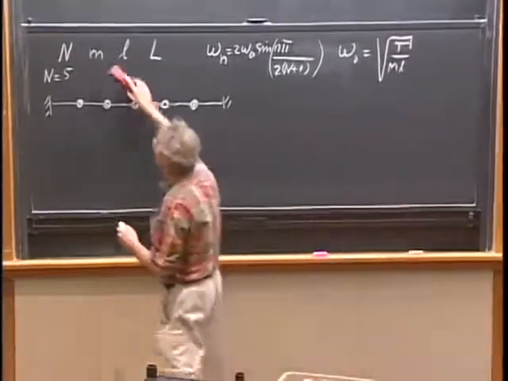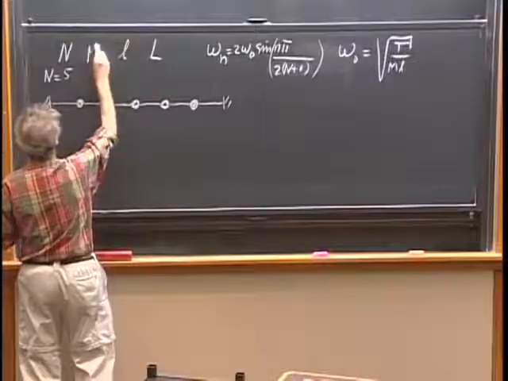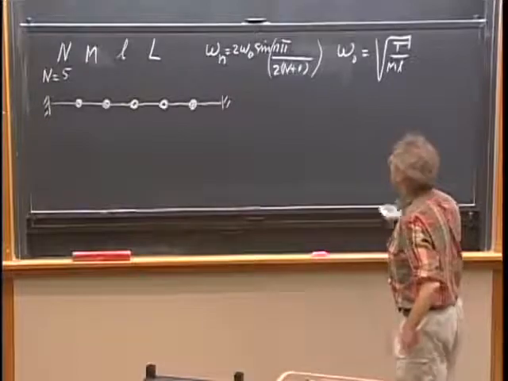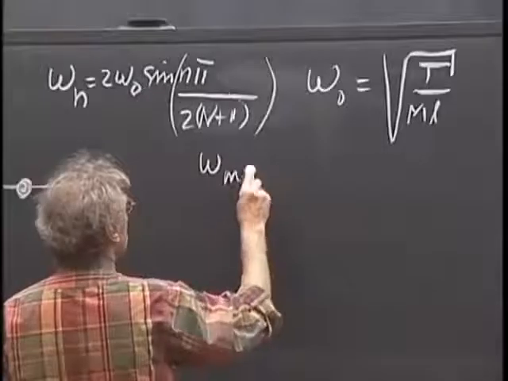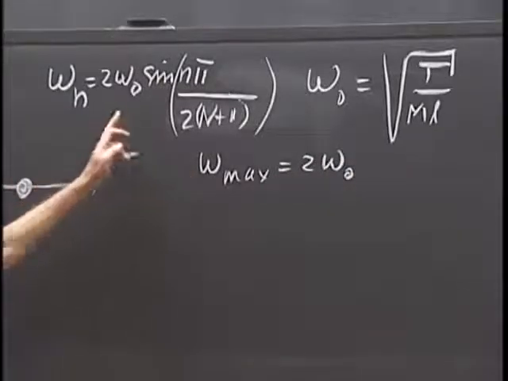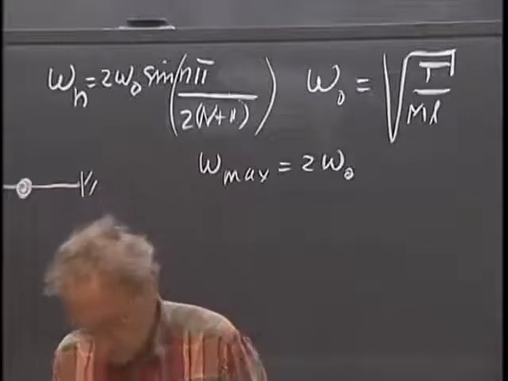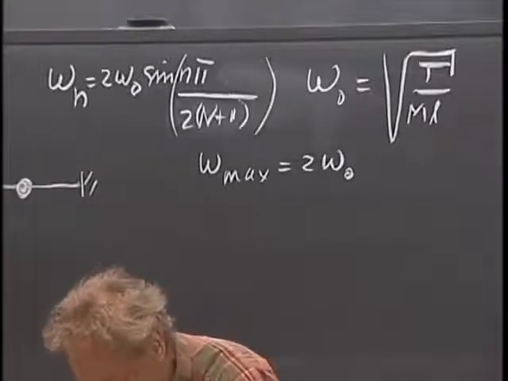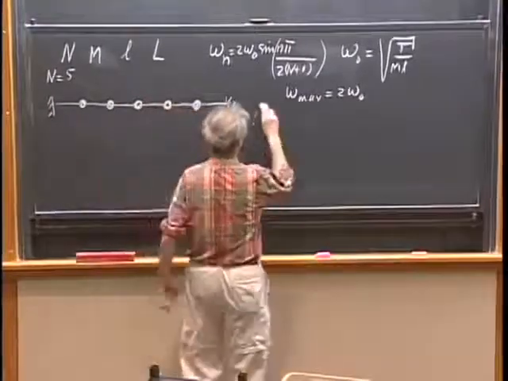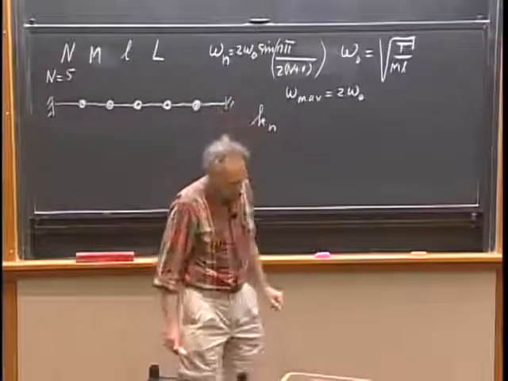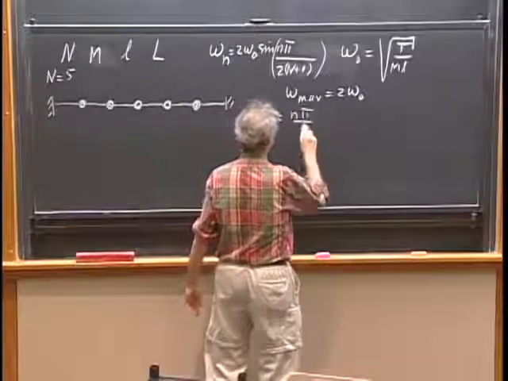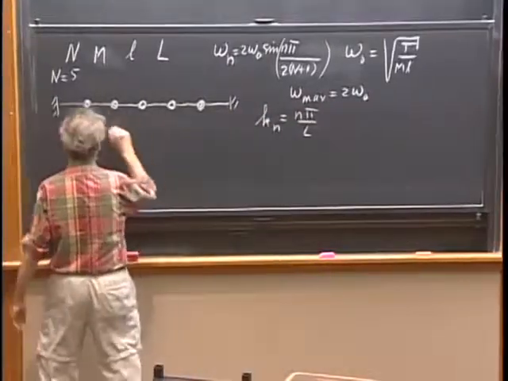So this little m, let me make it a capital M. Each one of those beads has mass capital M. You can see that the maximum possible frequency is 2 omega 0, because that's when the sine of this function equals 1. The boundary conditions, that it is fixed here and that it is fixed there, demand that there are certain values of k of n which are allowed, which is n pi divided by L, if the length here is L.